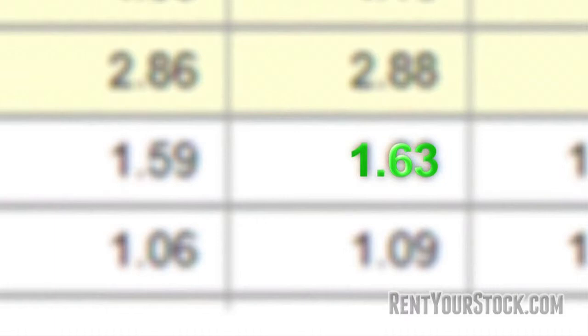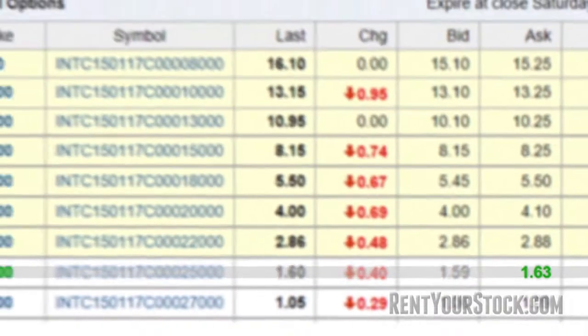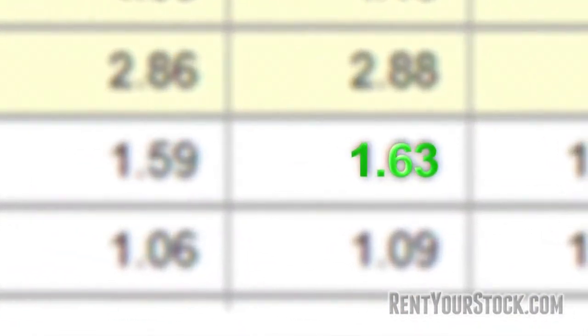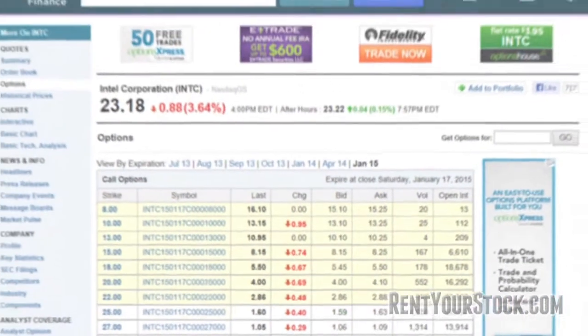The next column over, called the ask column, lists the minimum rent that a landlord would be willing to accept in exchange for granting an investor the option to buy his or her shares for the $25 strike price. In this case, the minimum rent a landlord is currently willing to accept is $1.63. Let's pretend we're willing to rent our Intel shares for $1.59. In that case, we would be paid $1.59 immediately. The $1.59 is ours forever. It can never be taken away from us.